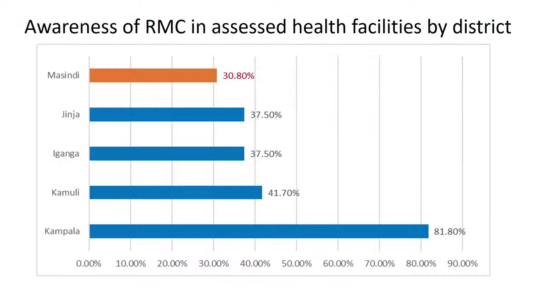We tried to find out. We would go and ask these women, tell me, what does RMC mean? And we found in Masindi, people who could respond correctly, people who knew what it is, were about 30.8%, and at least Kampala was fairly well, a given number knew.